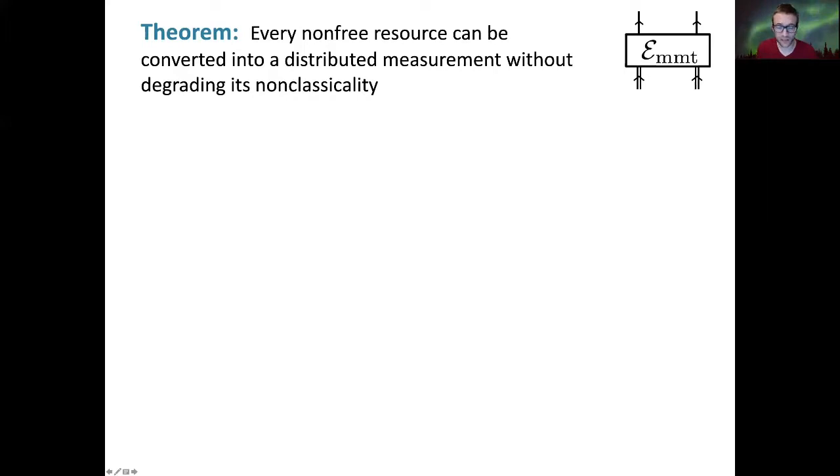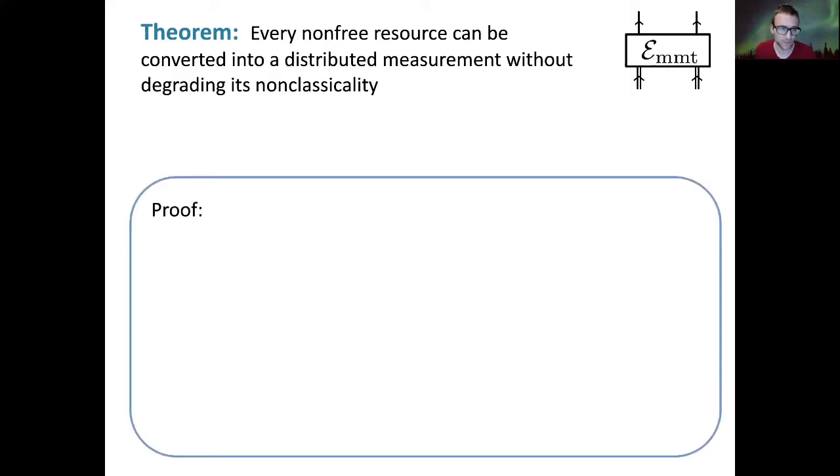In other words, you can convert it back into the original resource using free operations. So that's really surprising at face value. This channel here is completely dephasing, and yet whatever channel you give me, I can convert it into some such object such that you can freely convert it back. So it's a really surprising result, but the proof is extremely simple.